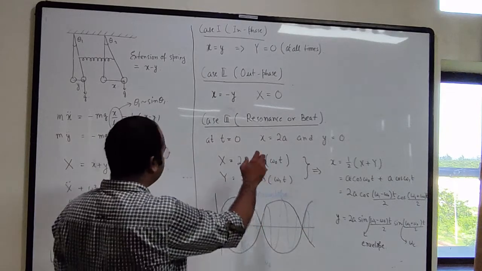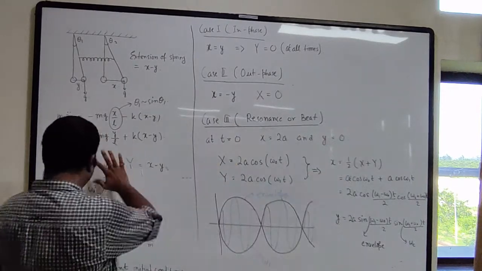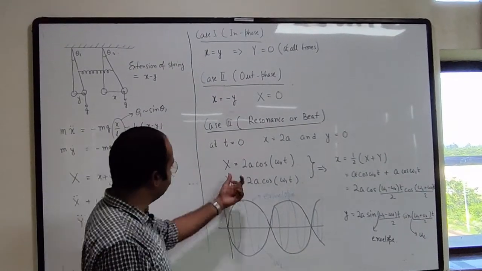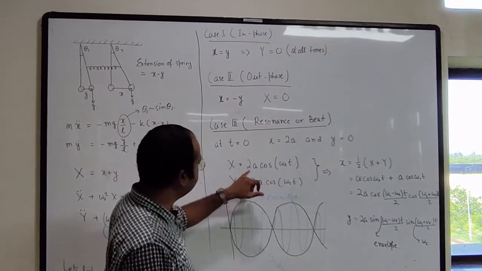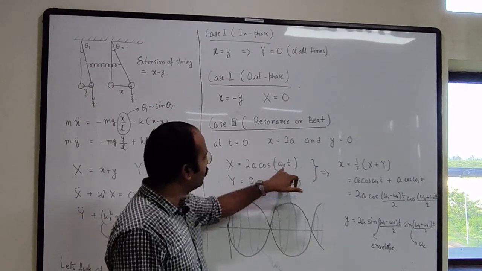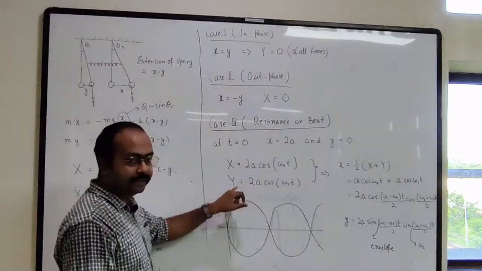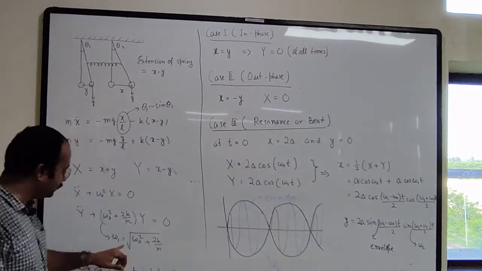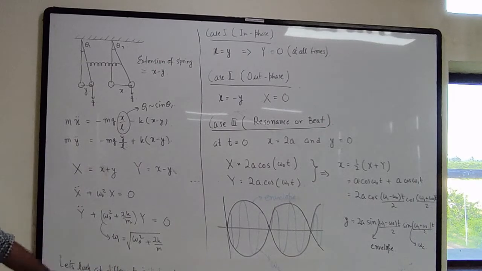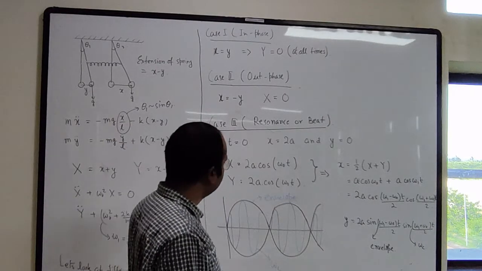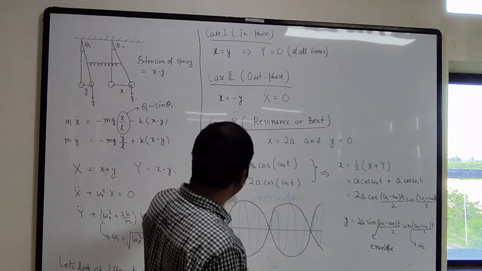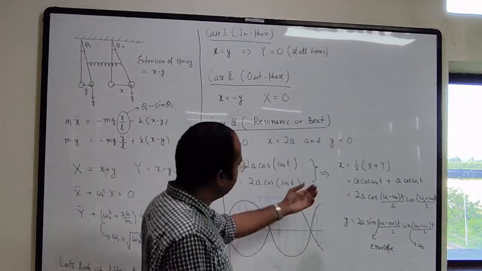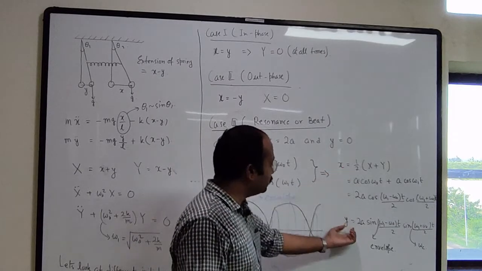Now it is an exercise for you to put this boundary condition here and find out the solution. You will find that the solution is big X equal to 2a cos omega naught t, and big Y equal to 2a cos omega 1 t. Omega 1 is essentially the other frequency, which has this 2k by m part. Once you have this big X and big Y, which are called the normal modes, you can figure out what the small x and small y are.